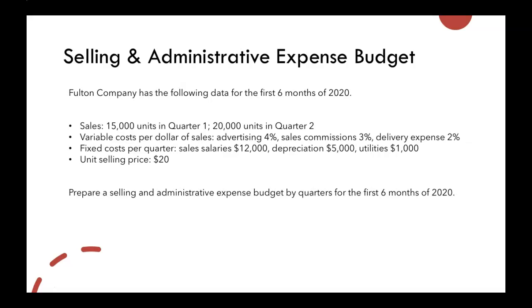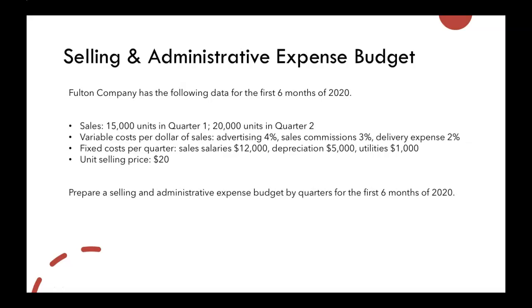Then we have some variable costs per dollar of sales. So advertising will be 4% of our sales dollars. Sales commissions will be 3% and delivery expenses will be 2%. Then we have some fixed costs per quarter of sales salaries, depreciation, and utilities. And then we're told our unit selling price of $20.